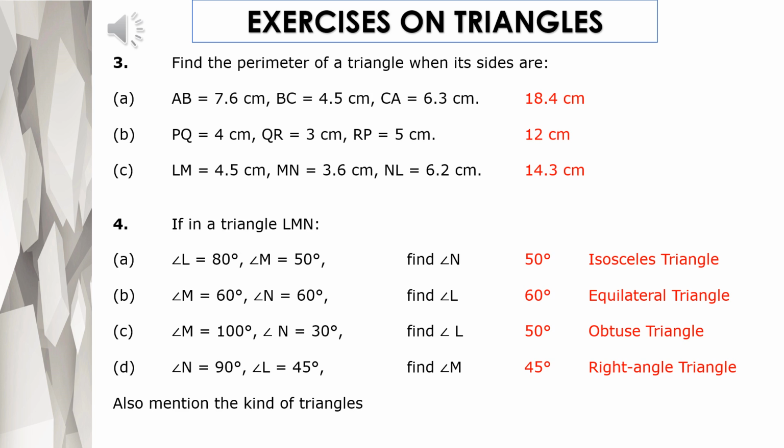And the last but not the least, the missing angle is 45 degrees and you are having 90 degrees angle. So therefore, this triangle would be right angled triangle. Some of you must have written isosceles triangle. That is also right. Okay.